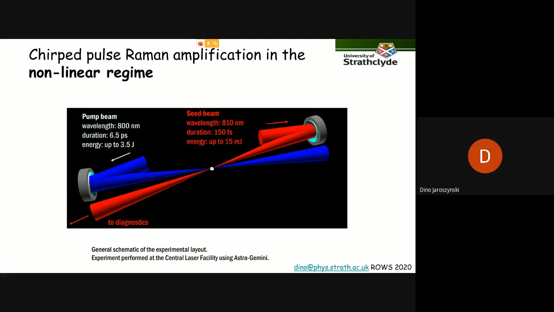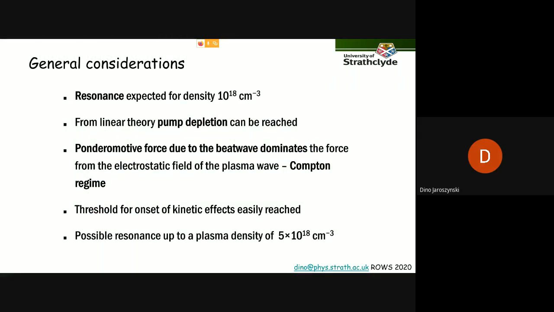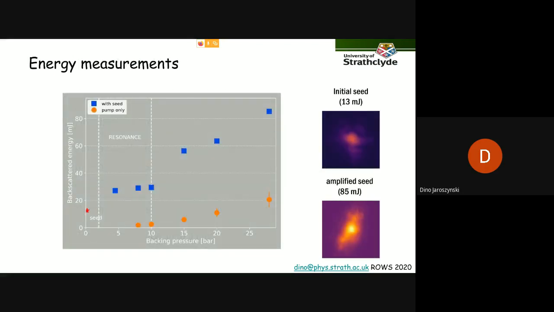So what we've also done is to go to high intensities with the pump pulse. We've used energies of around 3 to 4 joules. And in this case, we have a shorter pulse of around 6 to 10 picoseconds, and a shorter interaction region of just a few millimeters. And so we were able to demonstrate this, and we were able to show that the chirped pulse amplification also works at higher pump pulse intensities.